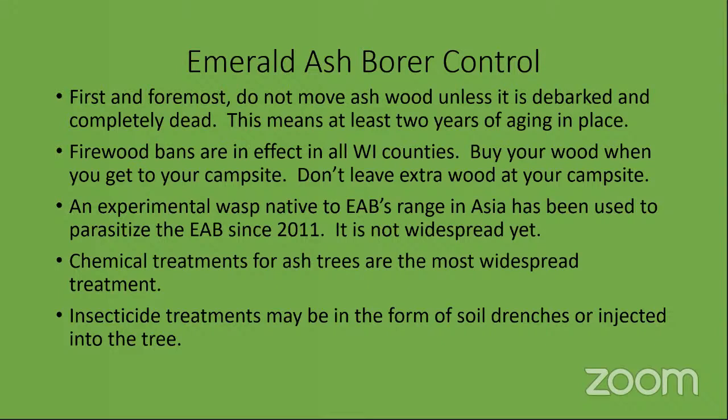Chemical treatments for ash trees are the most widespread treatment, and you have to start before the tree has declined too badly. Insecticide treatments may be in the form of a soil drench, or they can be injected into the tree. Usually an arborist has to do this injection. They drill a small hole and then they give the tree a shot, basically, and then inject the insecticide into the tree, into that vascular layer.